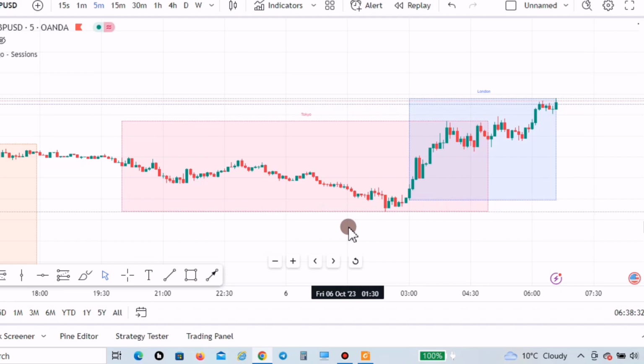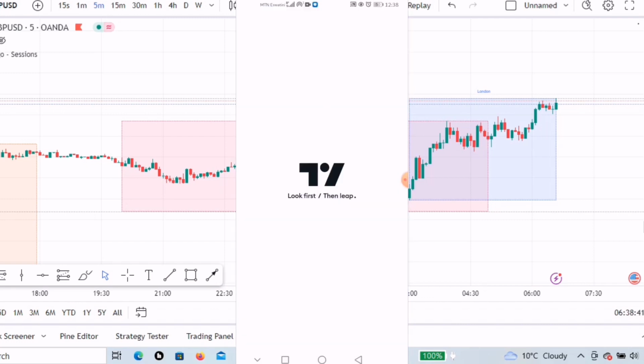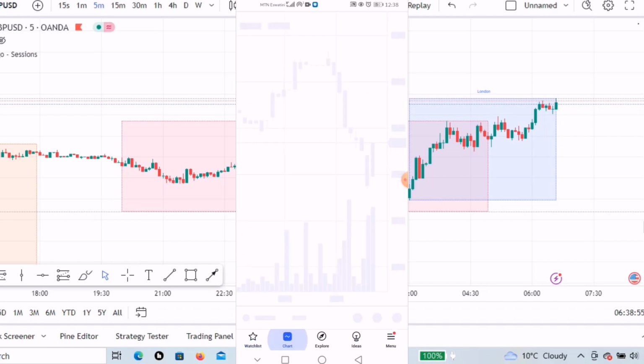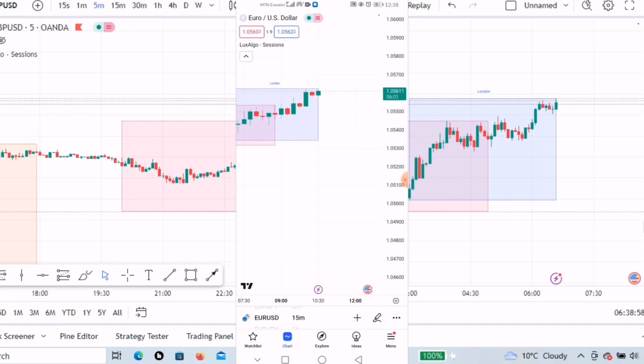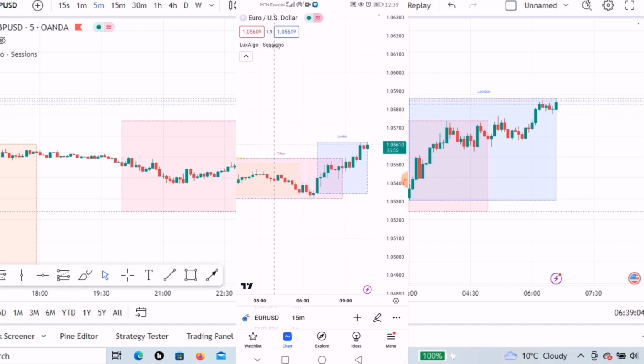And if you are using mobile, traders, let's come to my mobile, you can set up this same thing. Okay, let me show you. Let's come to TradingView. This is an application that I have downloaded. Let's come to charts. You see that it's just the same thing as I have shown you on the computer.